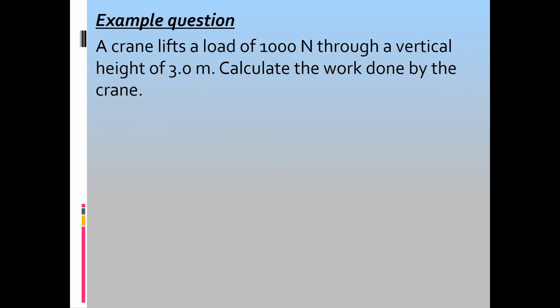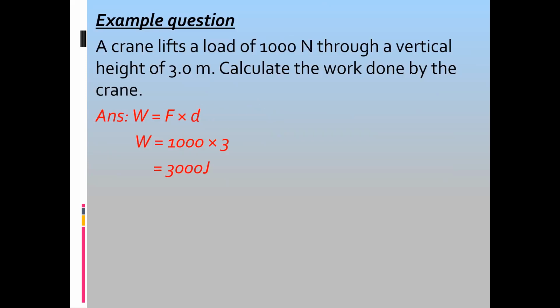Next, a crane lifts a load of 1000 Newton through a vertical height of 3 meters. So the crane is lifting a load to a vertical height of 3 meters, and we want to calculate the work done. We have the force, which is 1000, and the distance is 3. So 1000 multiplied by 3 equals 3000 joules, or 3000 Newton meter.